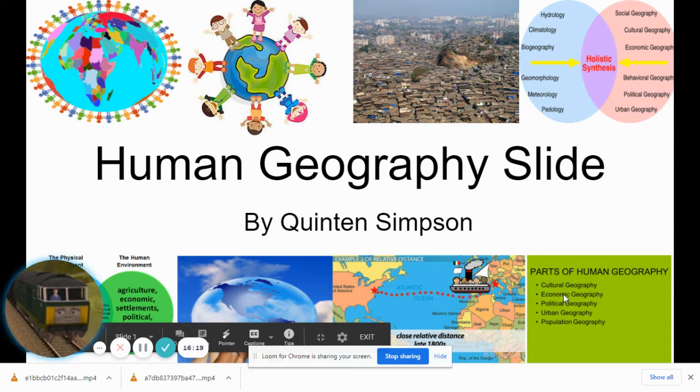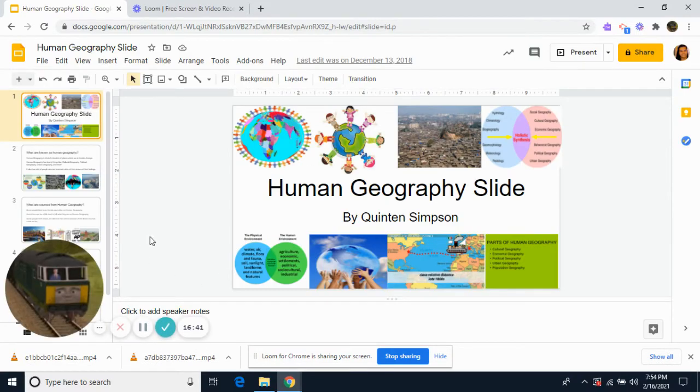All right, cultural geography, economic, political, urban, and population geography. I repeat, parts of human geography: cultural geography, economic geography, political geography, urban geography, and population geography. And I'm going to read the other one too. The physical environment: water, air, climate, flora and fauna, soil, sunlight, landforms, and natural features.